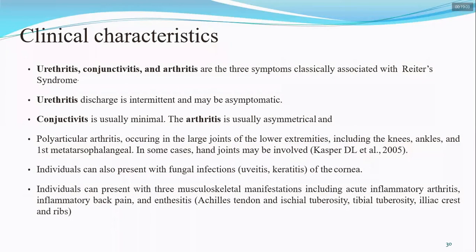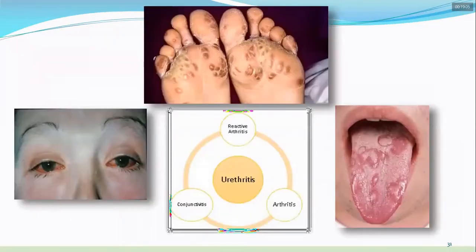You can see in the picture the triad of reactive arthritis: the urethritis, conjunctivitis, and arthritis. Okay, and these are the pictures. This is showing the uveitis.